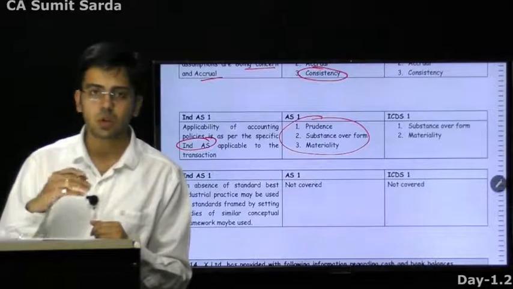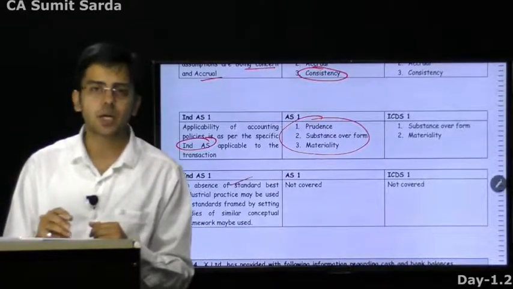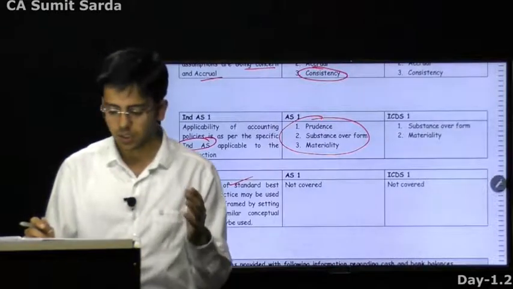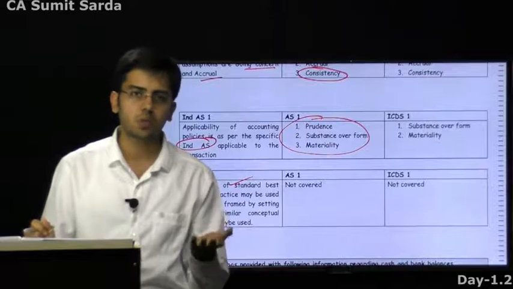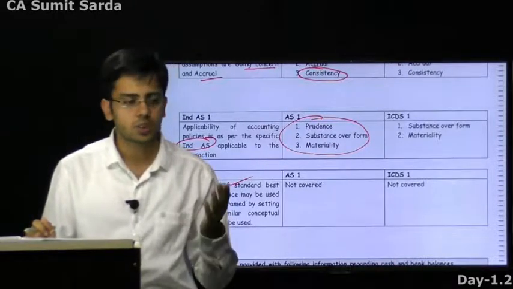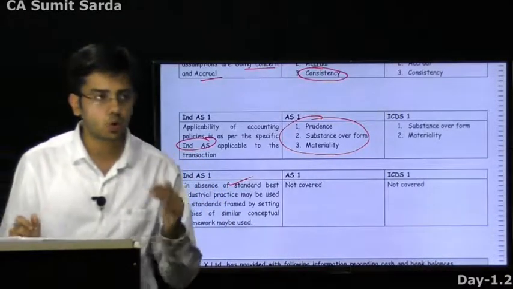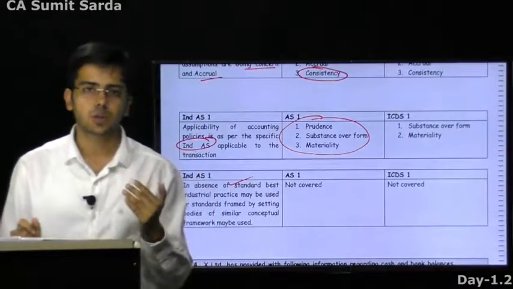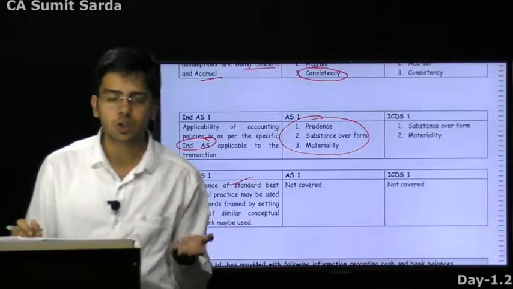AS1 gives you 3 accounting policies on the basis of which disclosures are to be given. In the absence of a standard, if the Indian accounting standard doesn't say anything about a particular aspect, how will you deal with it? We'll see the guidance notes that are available. We'll refer to IAS, International Accounting Standards. Still not available, we can go to other standards, US GAAP. Still not available, we can use best industrial practice.